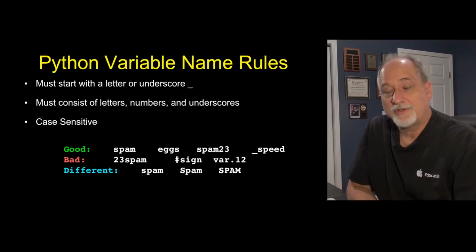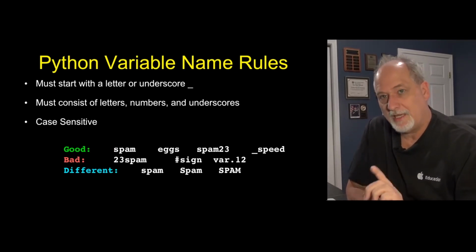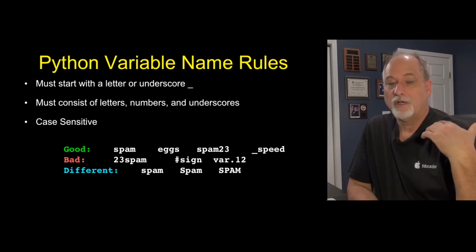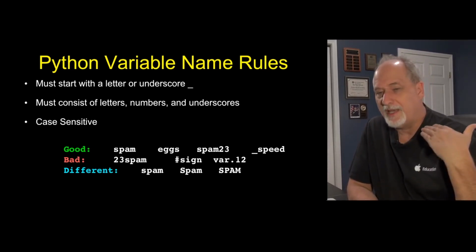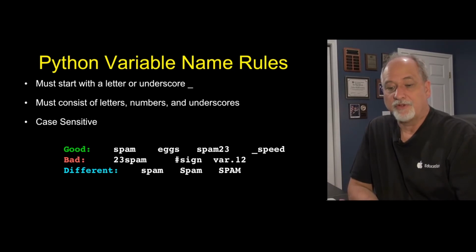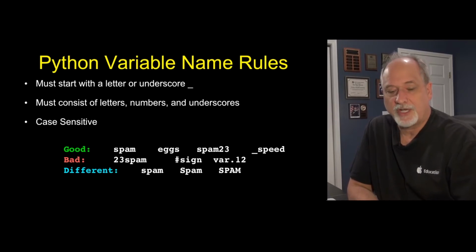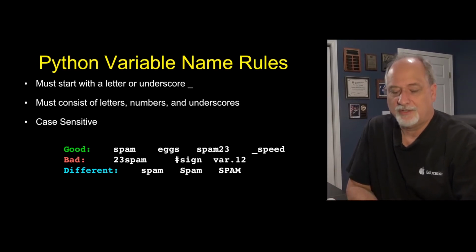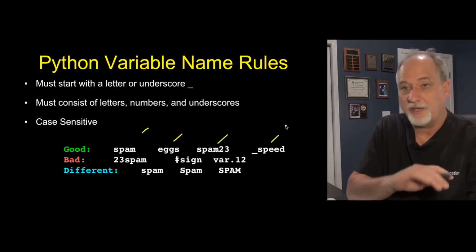There are some rules for making variable names. You can start with a letter or an underscore. We tend not to, as normal programmers, use an underscore. We tend to reserve those for variables that we use to communicate with Python itself. So when we're making up a variable, we tend not to use underscores as the first character. You can have letters and numbers and underscores after the first character, and they're case sensitive, but it's really a bad idea to use case as the only differentiator. So in this case, spam, eggs, spam23, and _speed are all totally legit.